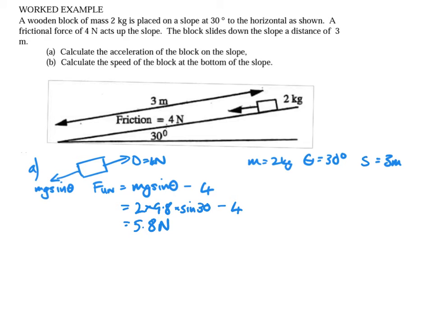Remember, it is important to show your substitutions to make sure you get the marks just in case of any careless mistakes. And what we're after, remember, was acceleration, so now we can use F un equals ma, 5.8 equals 2 times a. I'll leave you to do the rearranging in a bit of space, but it should be straightforward enough. And that's how we do part A.